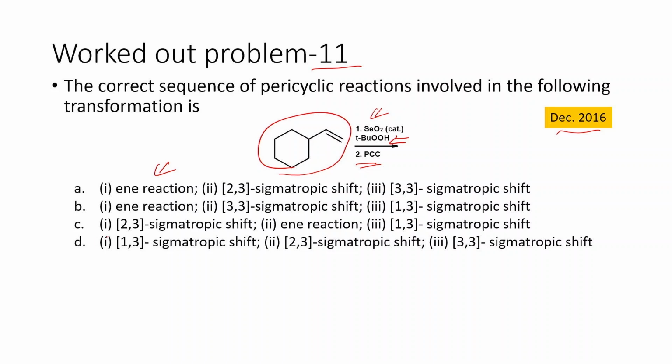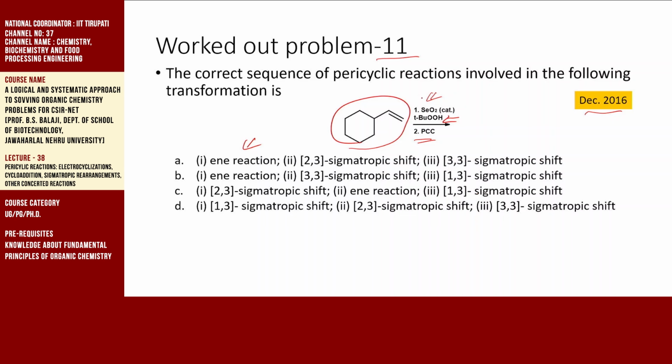And the third option is a 2,3 sigmatropic shift as a first step, followed by an ene reaction, followed by a 1,3 sigmatropic shift. When we talk about selenium dioxide, we are going to see what type of reactions it will undergo with the alkene as shown here. And the last option D is a 1,3 sigmatropic shift, a 2,3 sigmatropic shift as the second step, and the last one is a 3,3 sigmatropic shift.